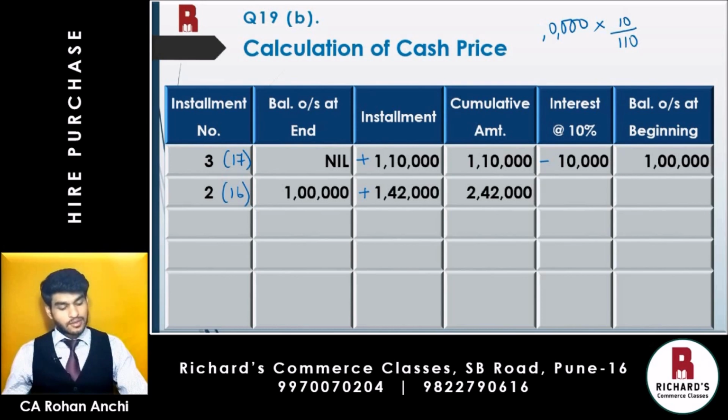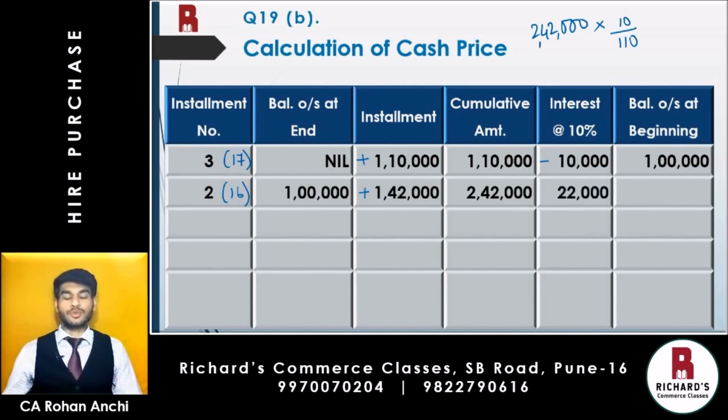Let us extract the interest from there. It will be 2,42,000 into 10 divided by 110, and that comes to 22,000 rupees. So deducting the interest to get the principal amount, we have 242 minus 22, and that comes to 2,20,000 rupees. This was installment number 2.